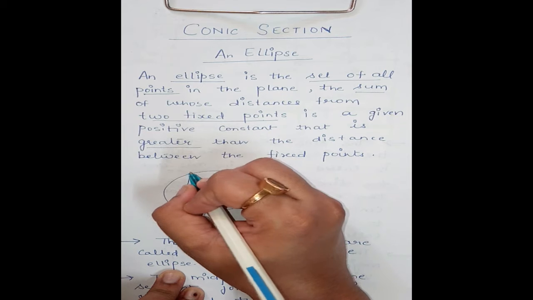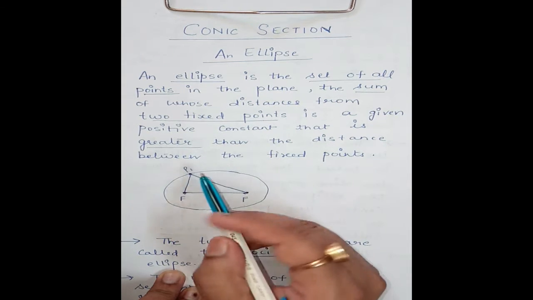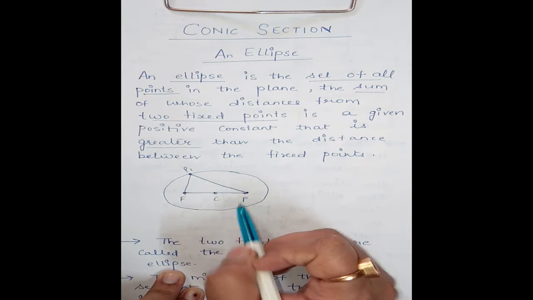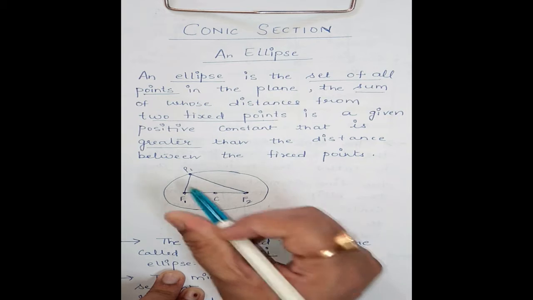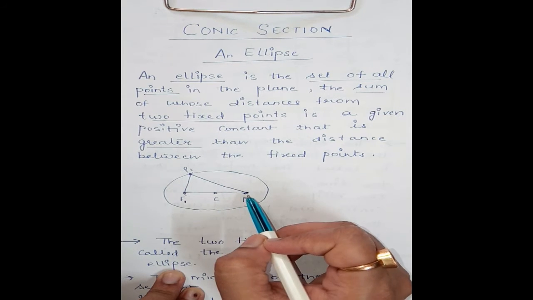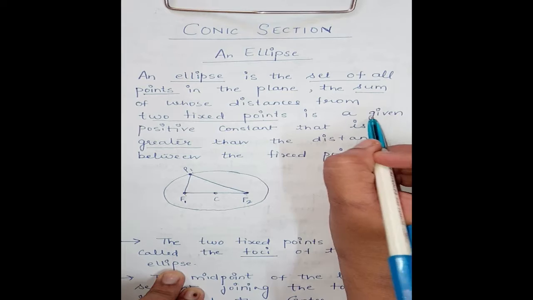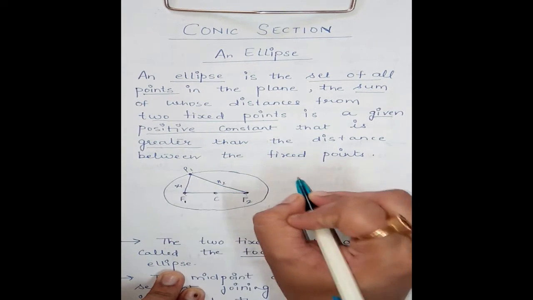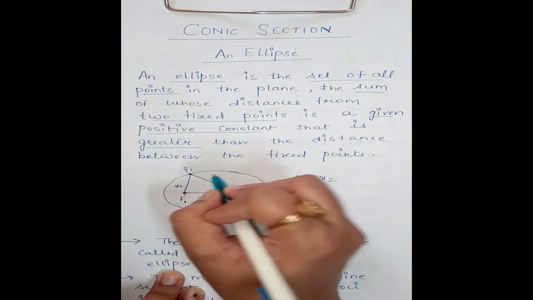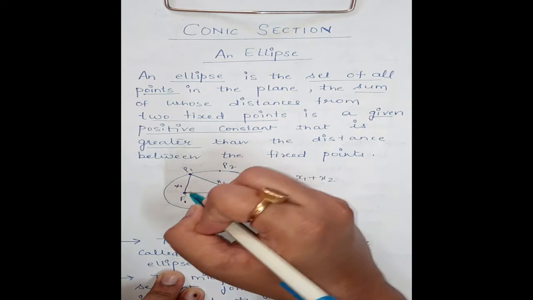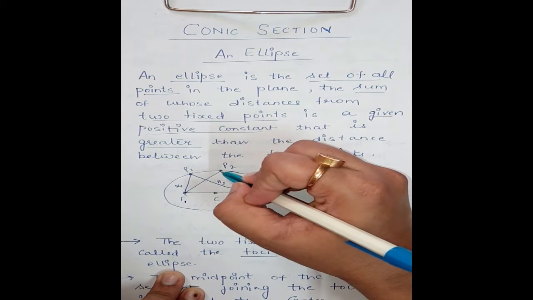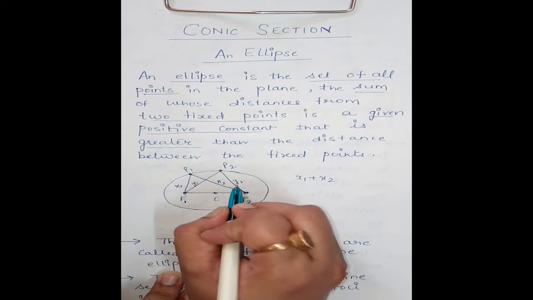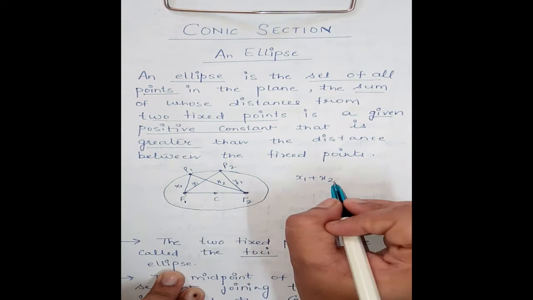Then the distances of this point, let it be P1. If P1 is a point, and P1F1 plus P1F2, let the fixed points be F1 and F2, is a given positive constant, let it be X1 plus X2. Same here, if I take P2 as another point and P2F1 plus P2F2 be Y1 plus Y2, then X1 plus X2 is equal to Y1 plus Y2.